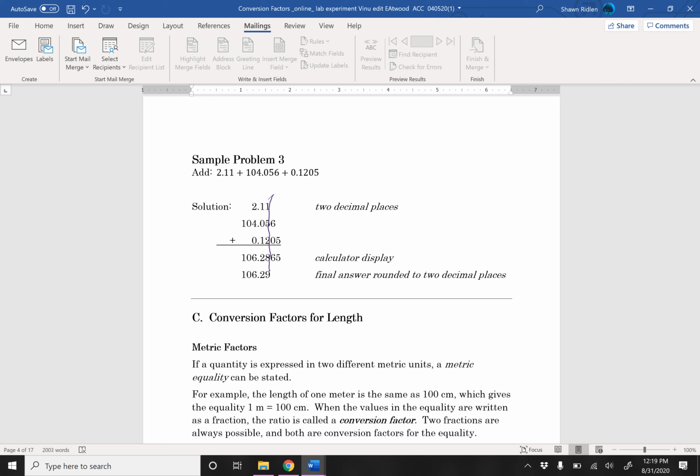So I'll come all the way down to my answer, and I see that the number to the left of my line is an 8. So that's my digit that I'm keeping. The 6 tells me to round up, so then the 8 becomes a 9. So you get 106.29.